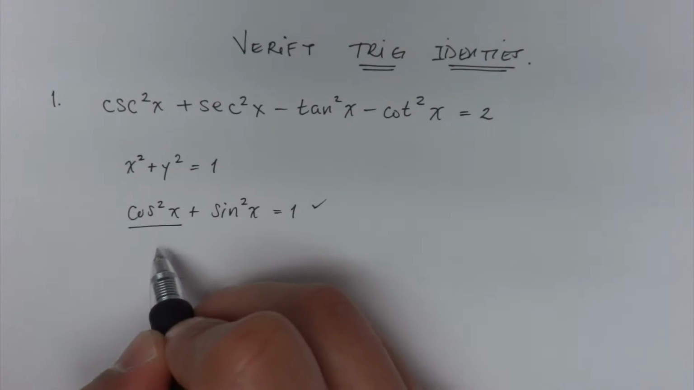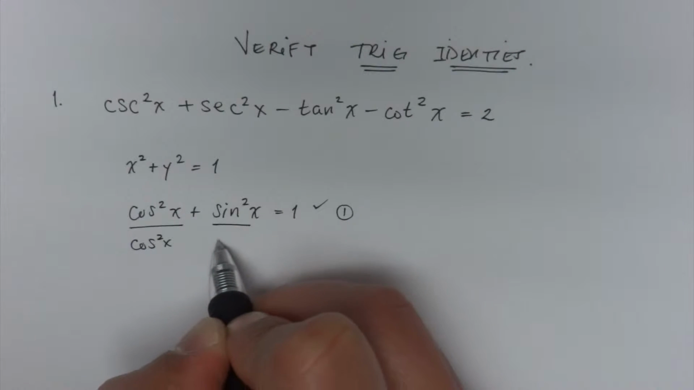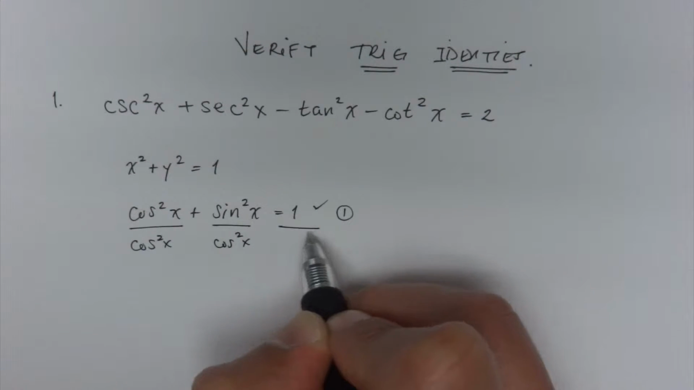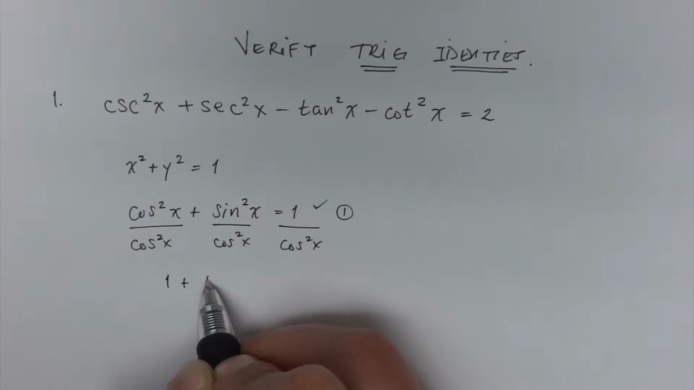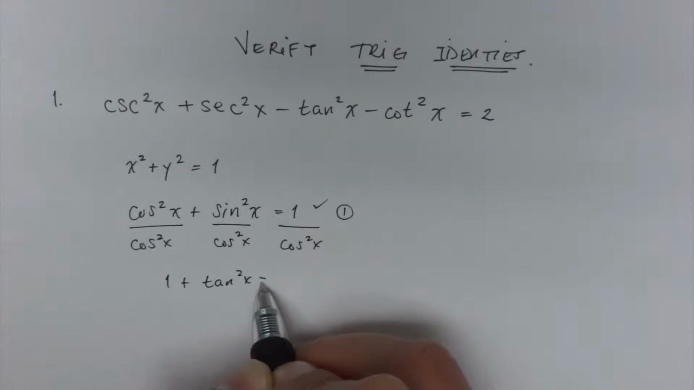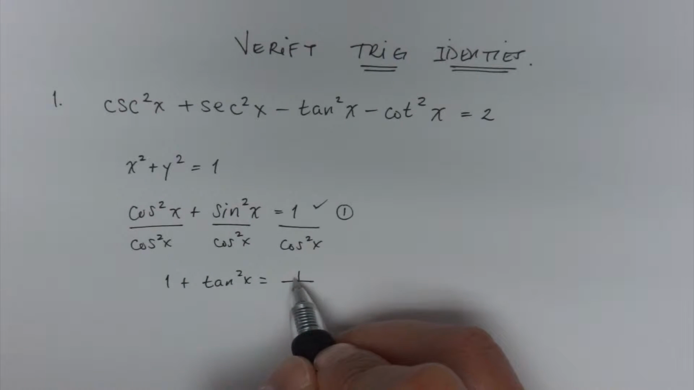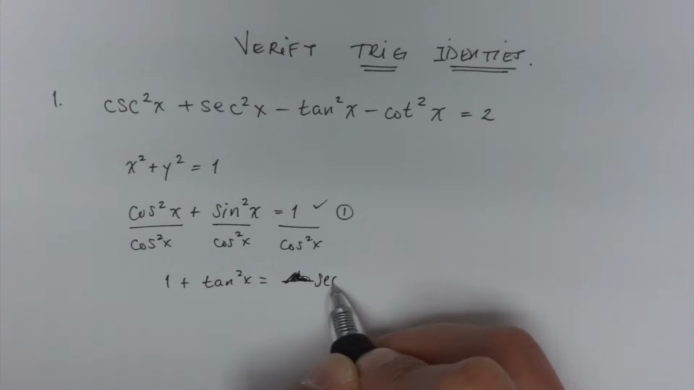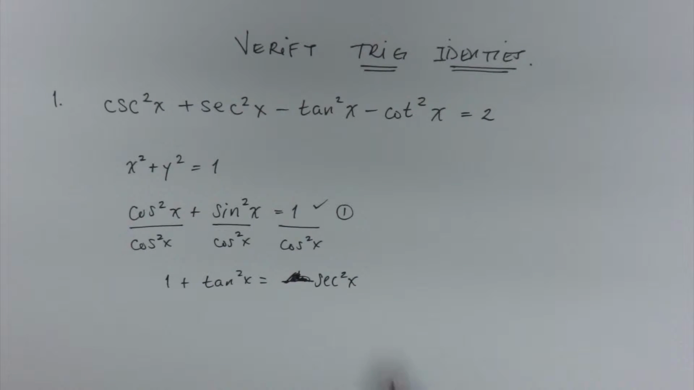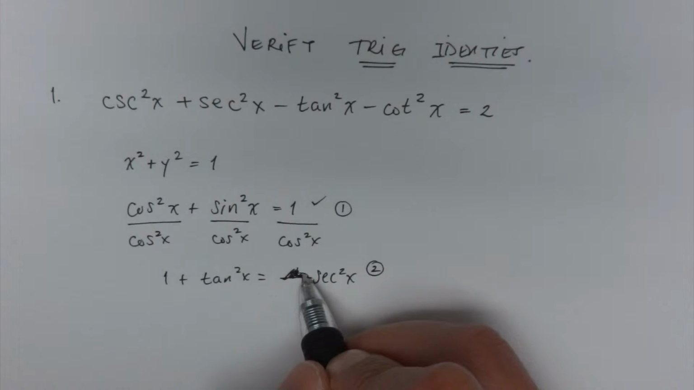If I go ahead and, I'll call this number 1. If I go ahead and divide everything by cosine squared, this becomes a 1. Sine over cosine is tangent, and 1 over cosine is, 1 over cosine is secant squared x. Okay, and this is the second identity that I should be able to know and solve and derive.